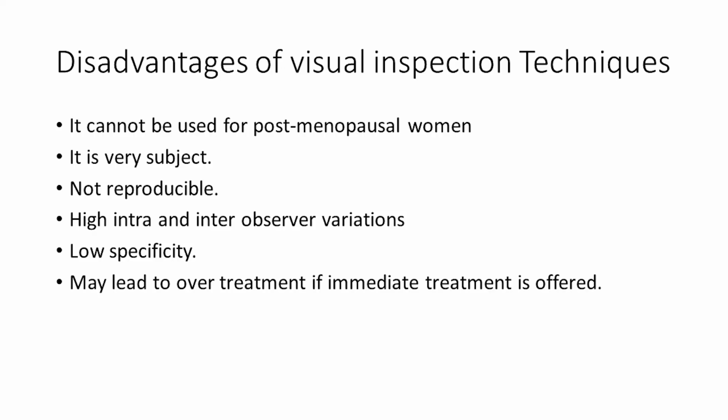As good as the visual inspection techniques are, they also have some disadvantages. You need to visualize the transformation zone before you can use the visual inspection technique. In postmenopausal women, the transformation zone cannot be visualized because it will have receded into the cervical canal due to the absence of estrogen in postmenopausal years. It is also very subjective because it is a technique of pattern recognition. You need to be able to discern colors, so which one is aceto-white, which one is negative, before you can be able to perform VIA. So it is very subjective.